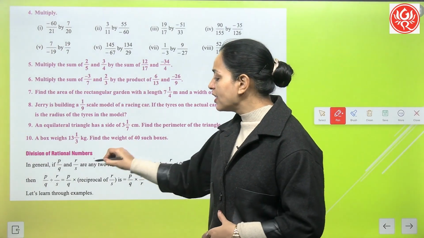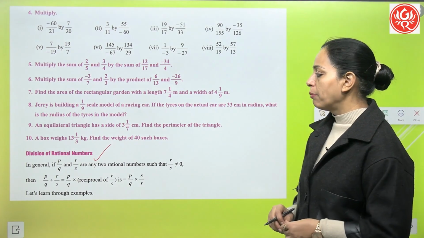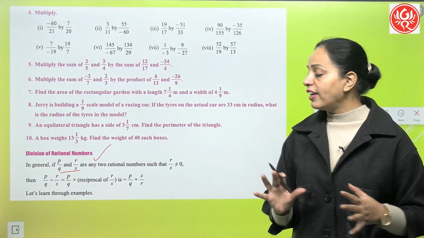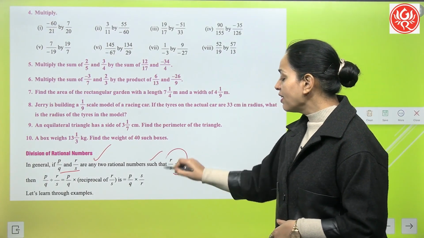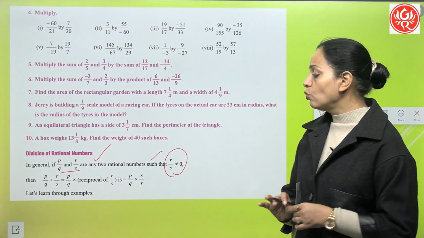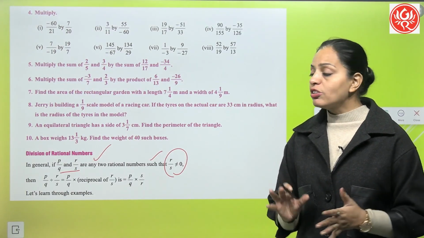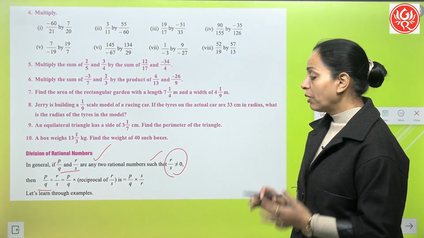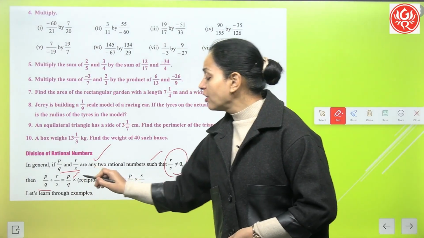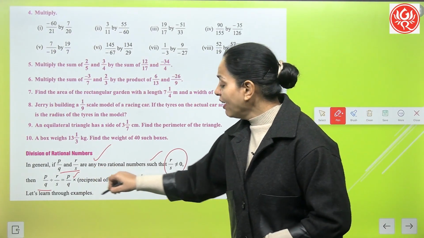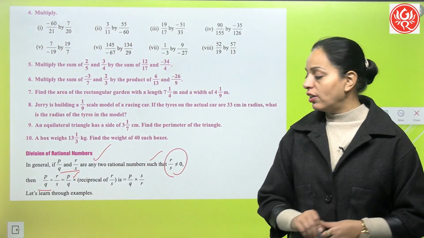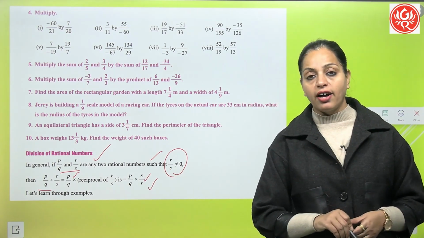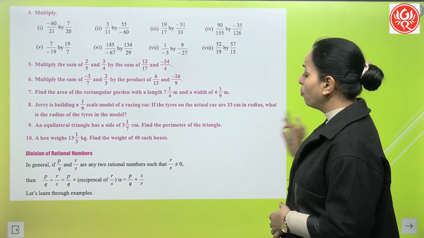Now the next topic is division of rational numbers. In general, if P upon Q and R upon S are any two rational numbers such that R upon S is not equal to 0. So how we divide these two rational numbers? P upon Q divided by R upon S. तो हम कैसे करते हैं? डिवीजन को चेंज कर देते हैं मल्टीप्लाई में और सेकंड का हम क्या ले लेते हैं? रेसिप्रोकल ऑफ R अपॉन S. वो क्या बन जाएगा? S upon R. So let us try some examples. It would be clear to you.